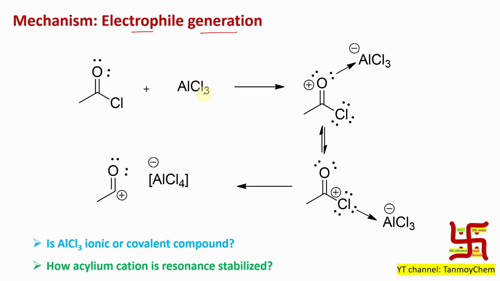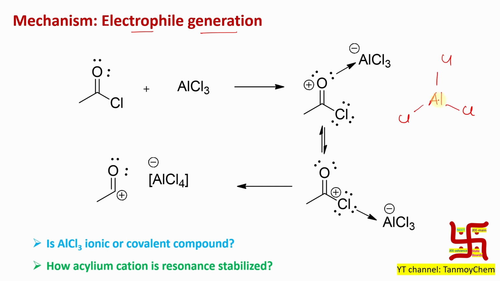Now if you look at this aluminium chloride, by the way students, AlCl3, people consider it an ionic compound, aluminium an electropositive element and chlorine, but actually it is not. This AlCl3 is actually a covalent compound. AlCl3, AlBr3, AlI3, they are covalent. Only aluminium trifluoride is ionic.